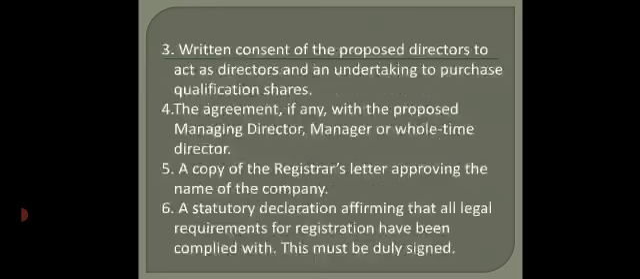The third one is written consent of the proposed directors to act as directors and an undertaking to purchase qualification shares. That is, proposed directors will give a written consent and an undertaking that they will buy and pay for qualification shares. The same document needs to be attested here.